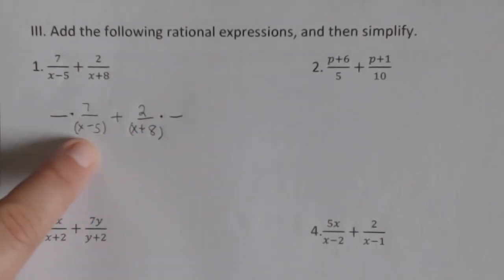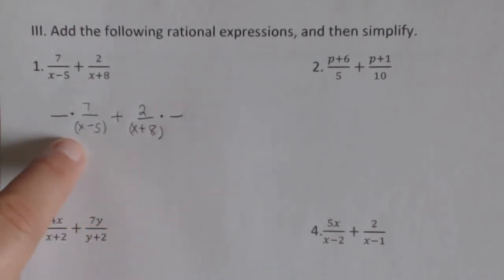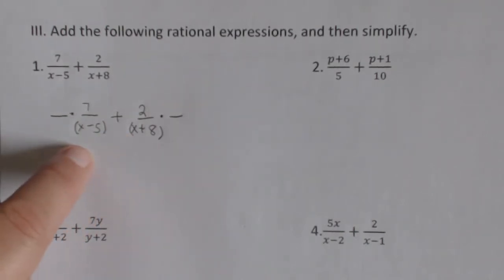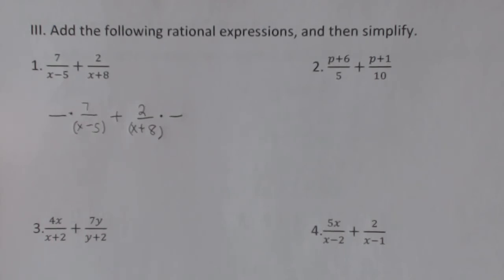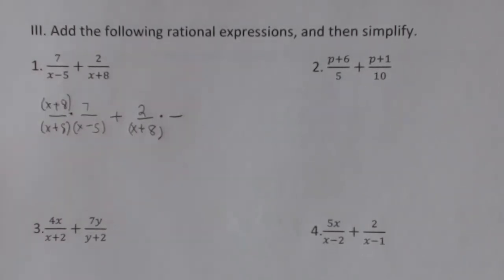I look at my two fractions' denominators and I say, well, what does this have in its denominator that that one needs? This has an x plus 8, and that has an x minus 5, and these are not alike at all. Even though they both have an x in common, you can't use addition. You have to use multiplication. So this factor x plus 8 is needed over here, so I'm going to multiply this fraction by x plus 8 over x plus 8.